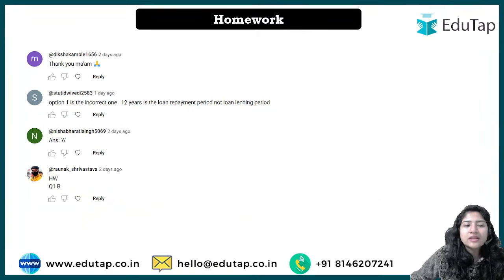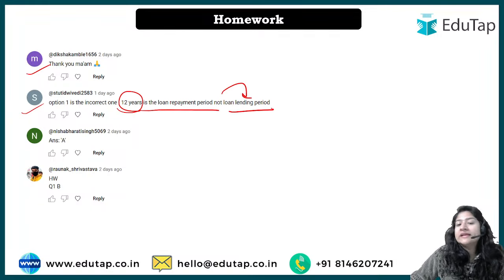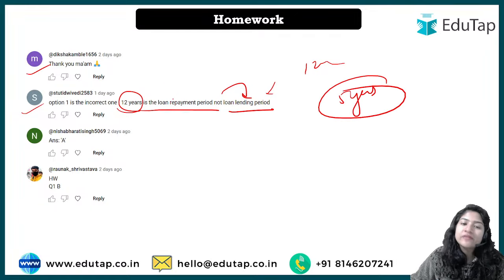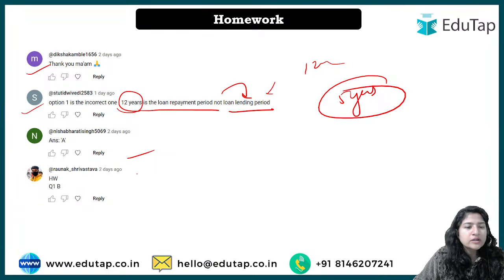And these are the toppers of the last section. Diksha, welcome. Stuti is right. Nikhil has given the wrong answer, ठीक है. Because in the first option, as Stuti has also mentioned, the 12 years is the loan repayment period and not the loan lending period. In the first option that I provided in the last session, I had written that 12 years is the loan lending period. No, it is not the lending period. Lending period is just 5 years, but for 12 years the loan repayment will be done, right? Nisha said the right answer, and Ronak, I think he gave the wrong answer, it was option 1, ठीक है.